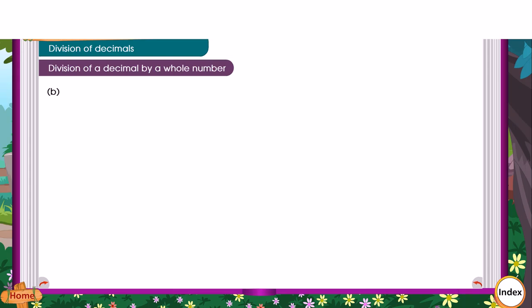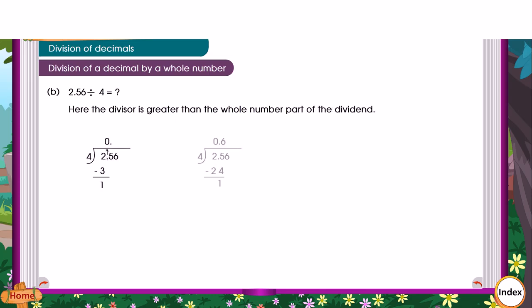B. 2.56 divided by 4 is equal to how much? Here, the divisor is greater than the whole number part of the dividend. Answer: 2.56 divided by 4 is equal to 0.64.